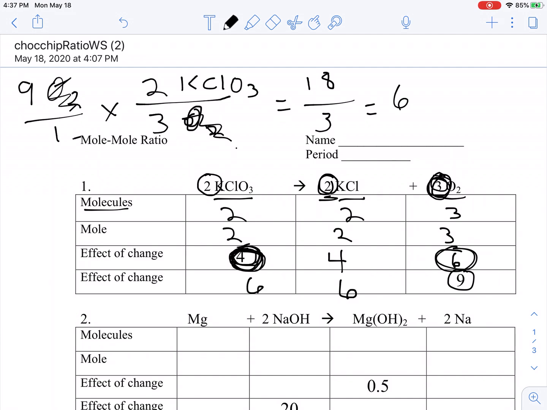So take a look at what happened here. Oxygen, if we say we tripled it, it went from 3 to 9. Then everything would have to be tripled. Potassium chlorate would have to be tripled, 2 times 3 is 6. And the potassium chloride would also be tripled, 2 times 3 is 6. So our ratio there would be 6, 6, and 9.